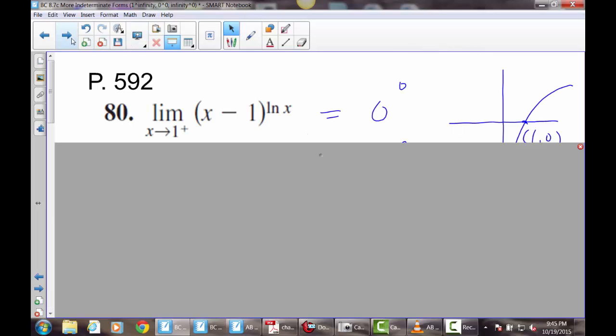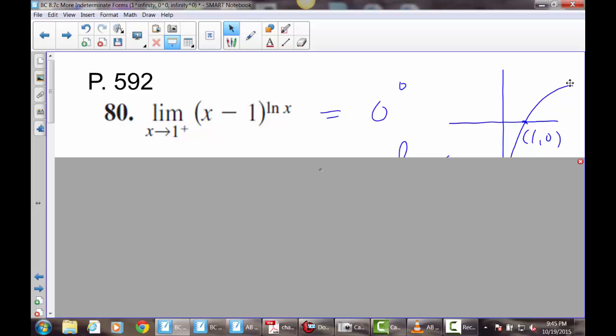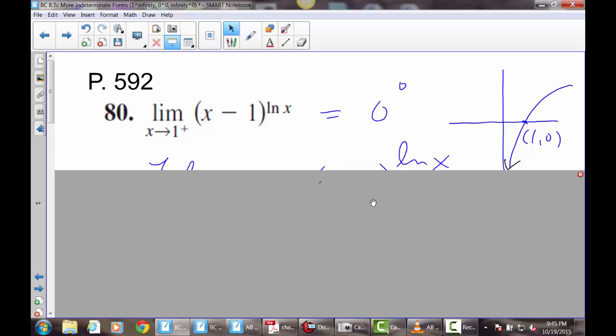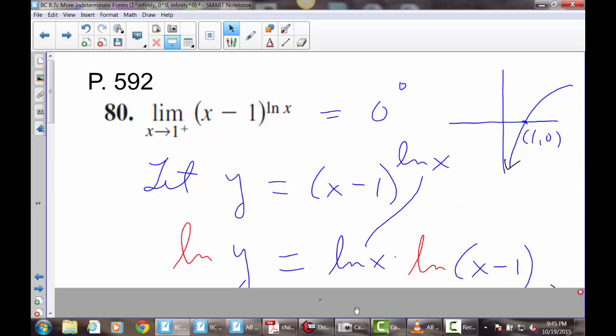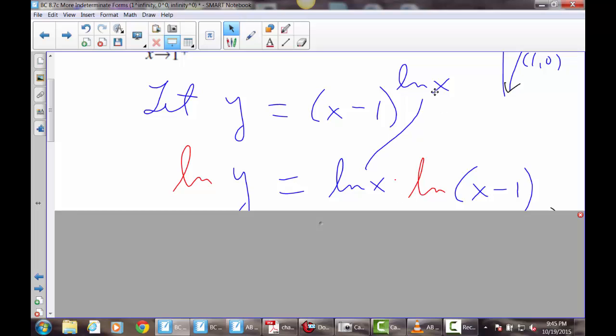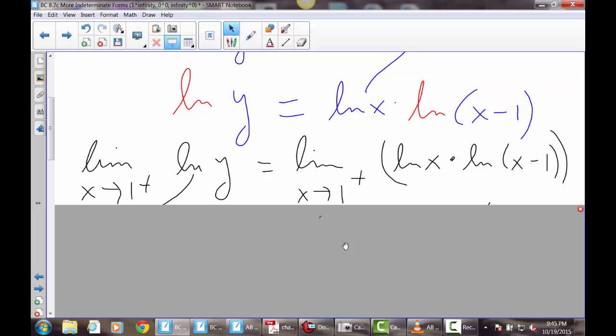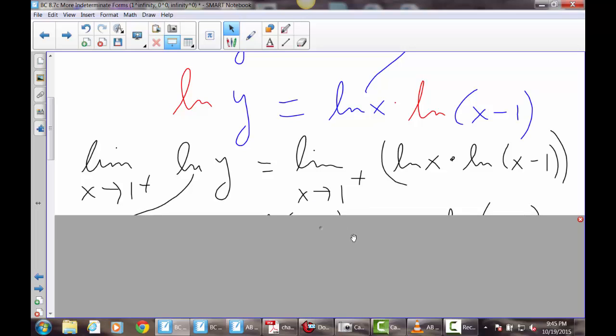Here's number 80. If I plug in 1, I get 0 to the ln of 1 from the right. If you approach 1 from the right on the graph of y equals ln x, you're approaching 0. So it is that one of the 3 indeterminate forms. I let y equal the function, take the ln of each side, which will allow me to pull the exponent out in front. Take the limit of each side as x approaches 1 from the right. If I plug that in, the ln as x approaches 1 from the right, we saw, is 0.